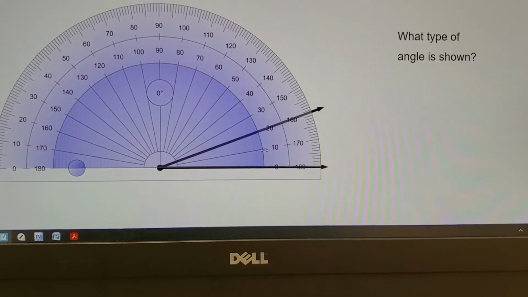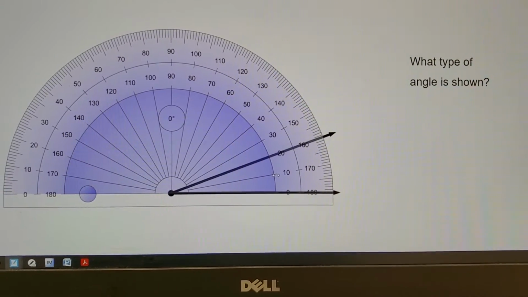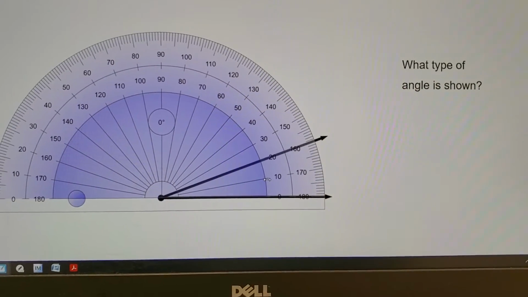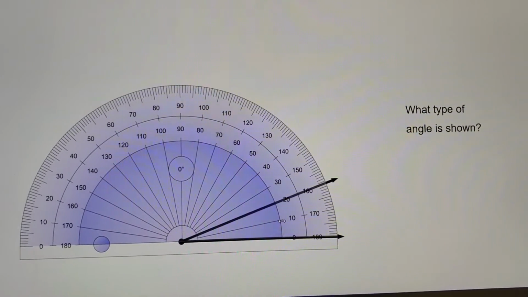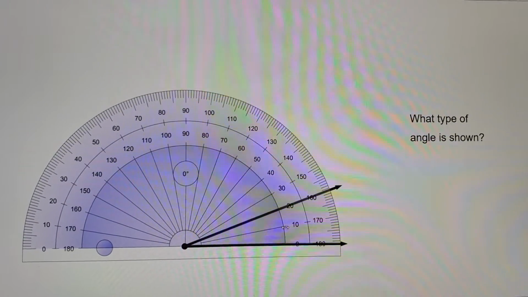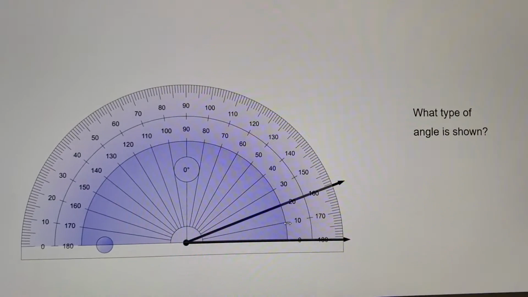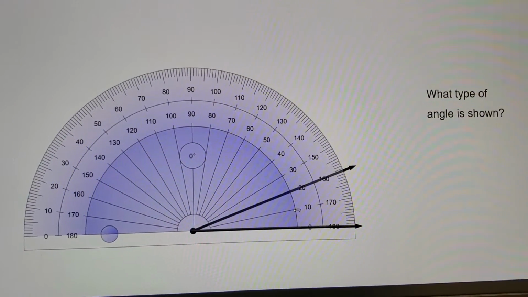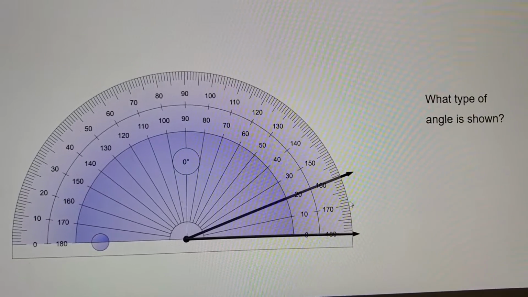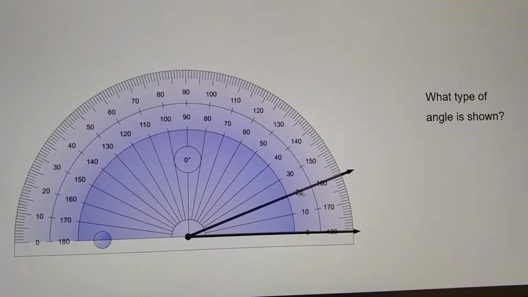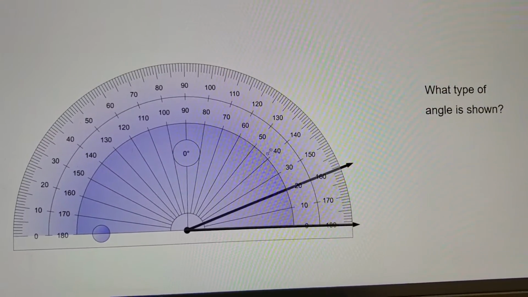Okay, so what I like again is for you guys to think about what type of angle it is. We know it's an acute angle. We know that an acute angle is less than 90 degrees. So is 20 less than 90 degrees, or is 160 less than 90 degrees? The answer would be 20 is less. So you have to use the inside numbers.